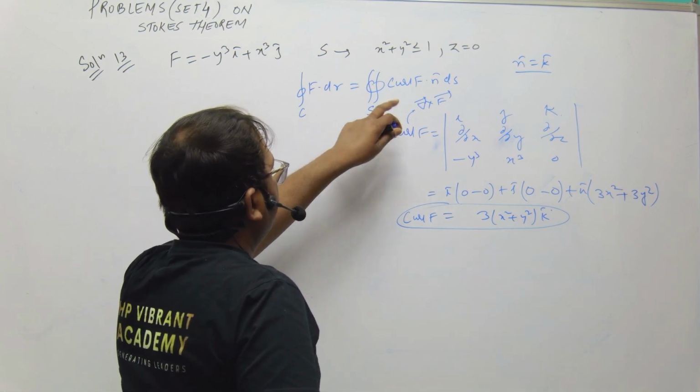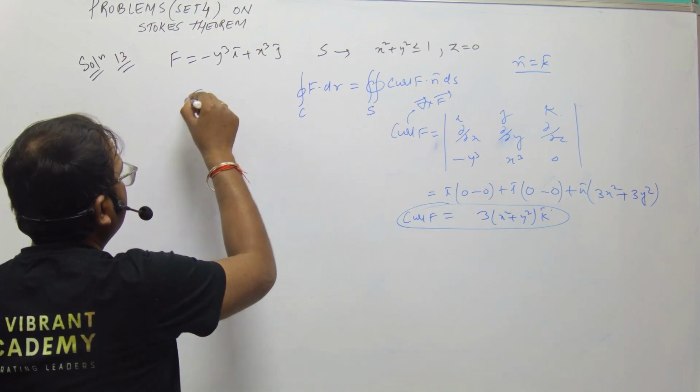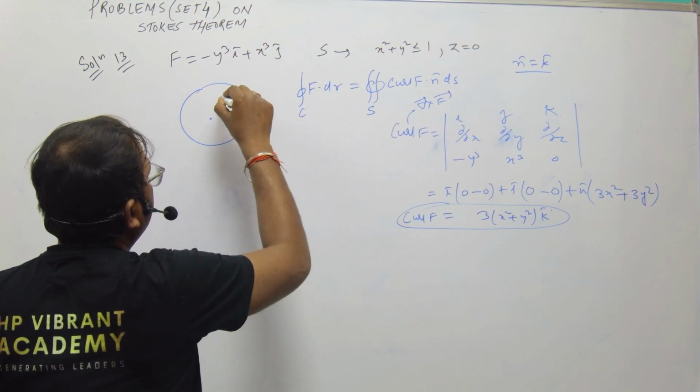Now let us find curl of f dot n cap into ds. We have the circular disk like this. Let us take an elemental area.